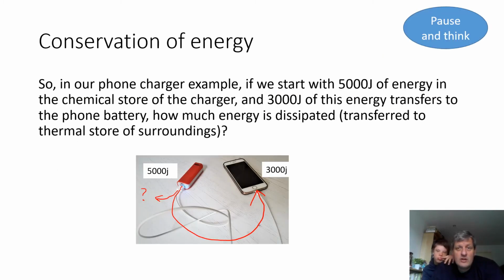So in our phone charger example, if we started with 5,000 joules of energy in the chemical store of the charger, and 3,000 joules of this energy transfers to the phone battery, how much energy is dissipated, transferred to the thermal store of the surroundings? Pause and think about that for a moment.